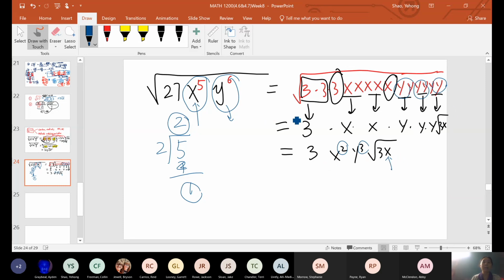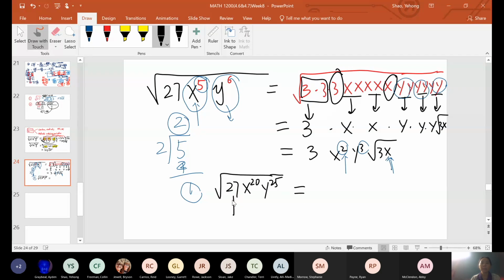So we found the pattern. The tip is you find out how many pairs 5 contains at most, and what's the leftover. How many left will stay within the radical sign? How many pairs will become the exponent of that x? Now we can do the question we had at the beginning. What if I have x to the 20th and y to the 25th?